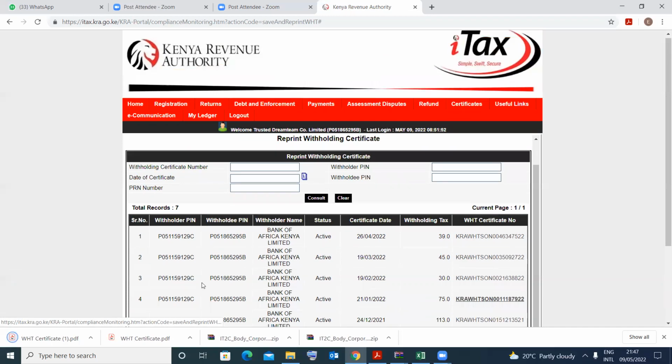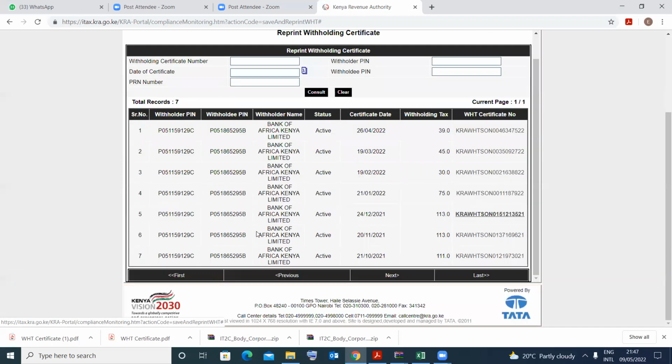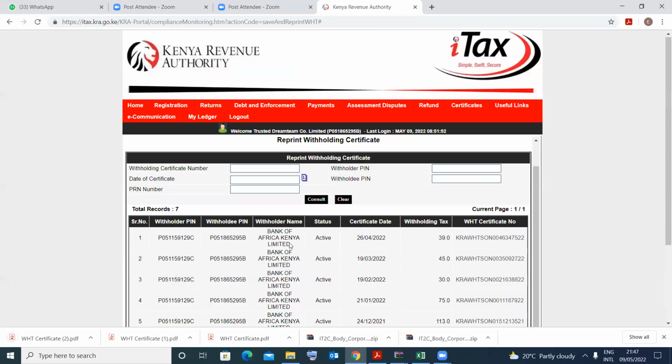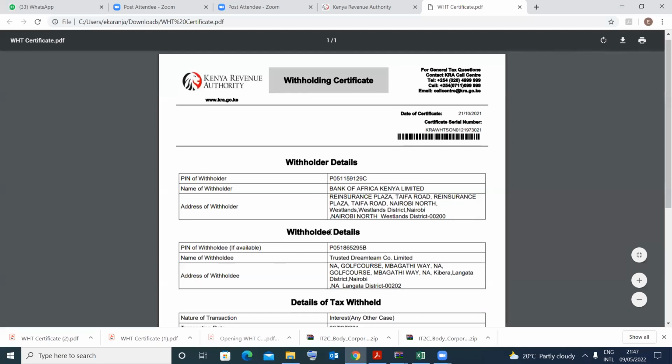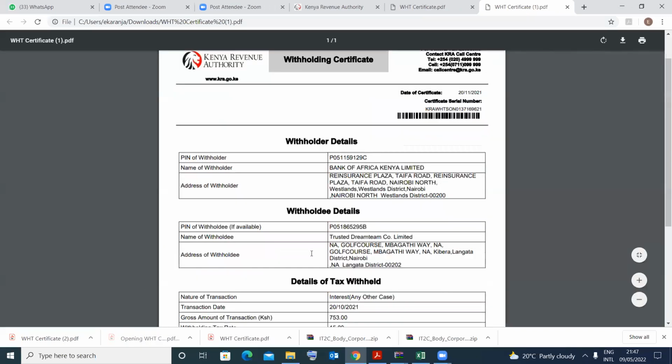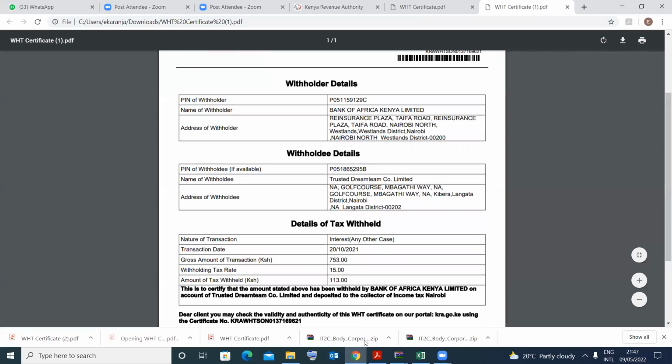Hiyo ndio next. So hiyo ya songa chini tena. Umezifungua? Yes. Download zote kwanza. Oh, okay. Tudownload mbili. Kuja hapo kwa KRA, Kenya Revenue Authority.